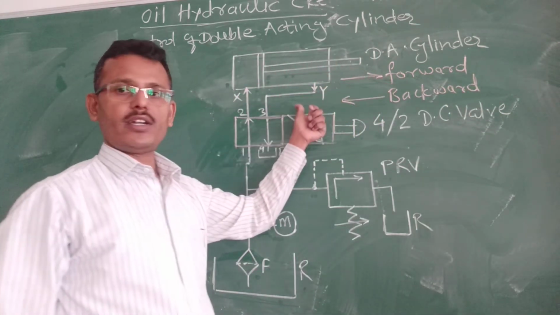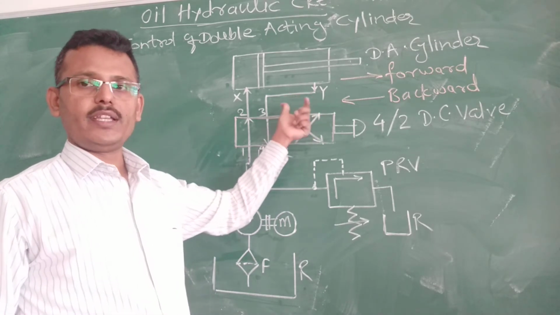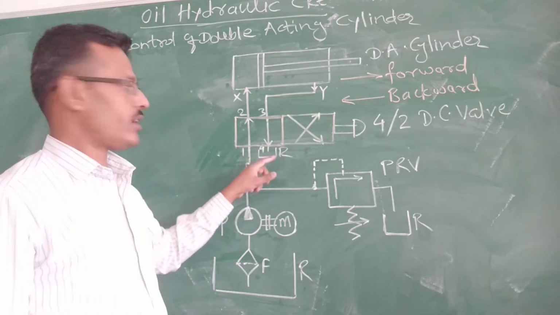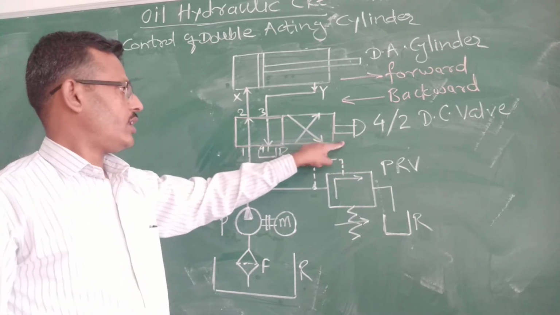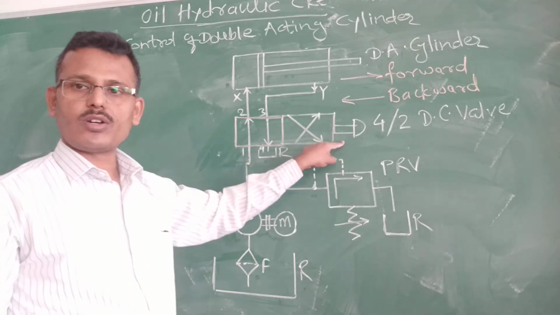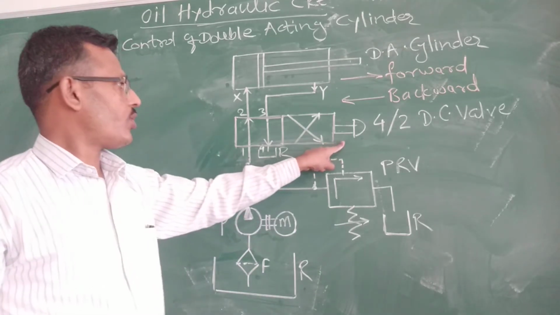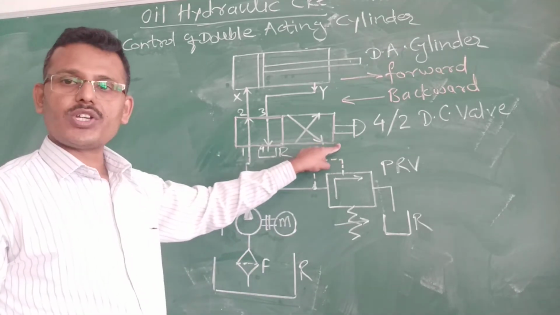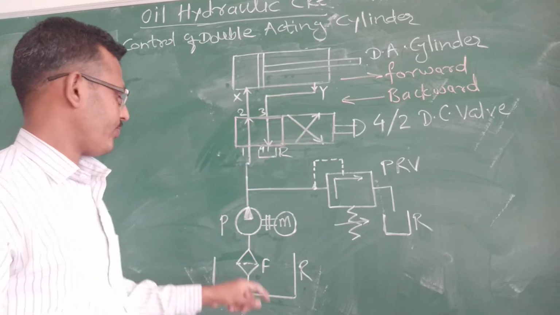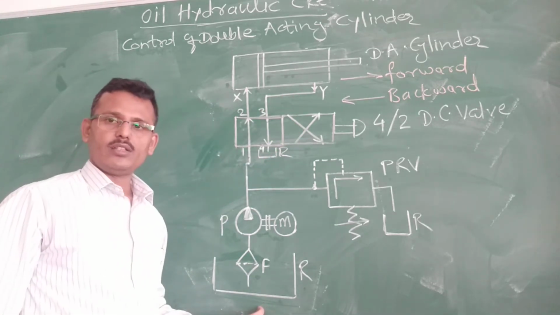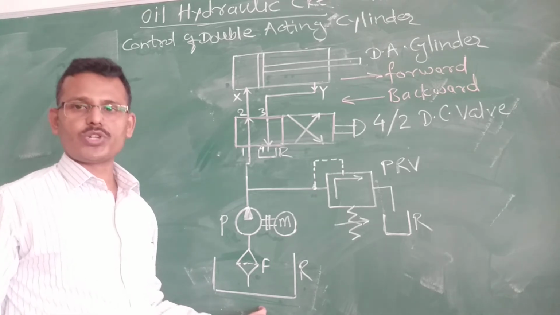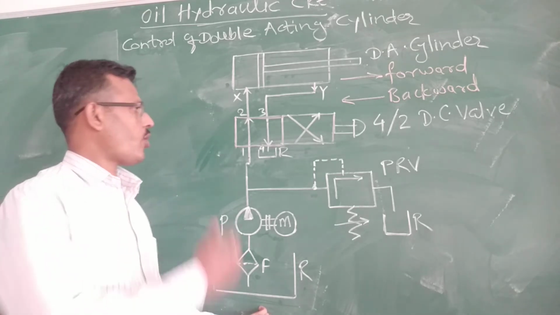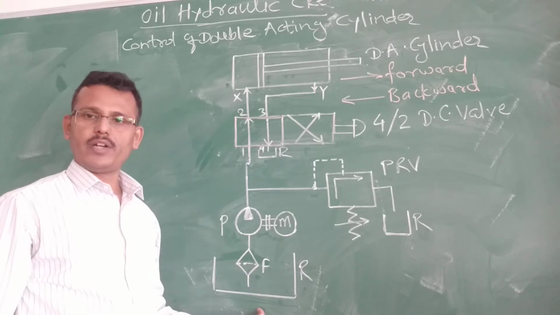Forward stroke and return stroke are obtained in a double acting cylinder by operating this 4x2 direction control valve, because the main function of this direction control valve is to control or change the direction of the flowing fluid in the system. Now we will see the working of this double acting cylinder, and how we can obtain the forward stroke as well as the return stroke by operating this 4x2 direction control valve.